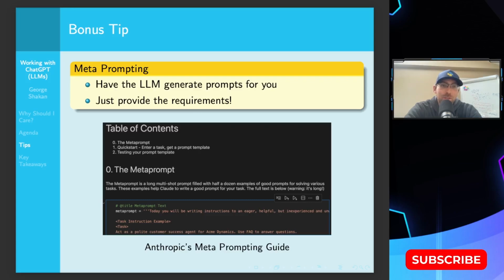Now this is pretty interesting. It really maybe could simplify things if it works well. And you could go ahead and try it. Here you can kind of see I put some code from Anthropic's meta prompting guide. So they have a whole guide on how to do this effectively, and I'll link that in the description below.